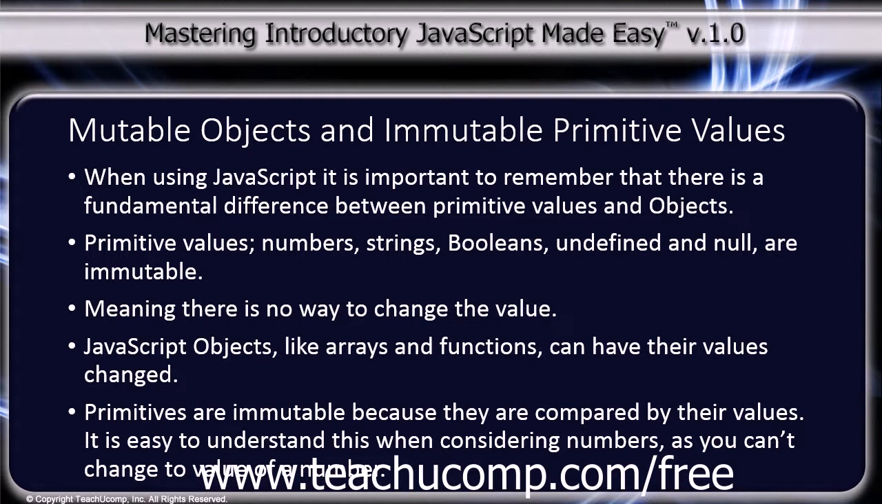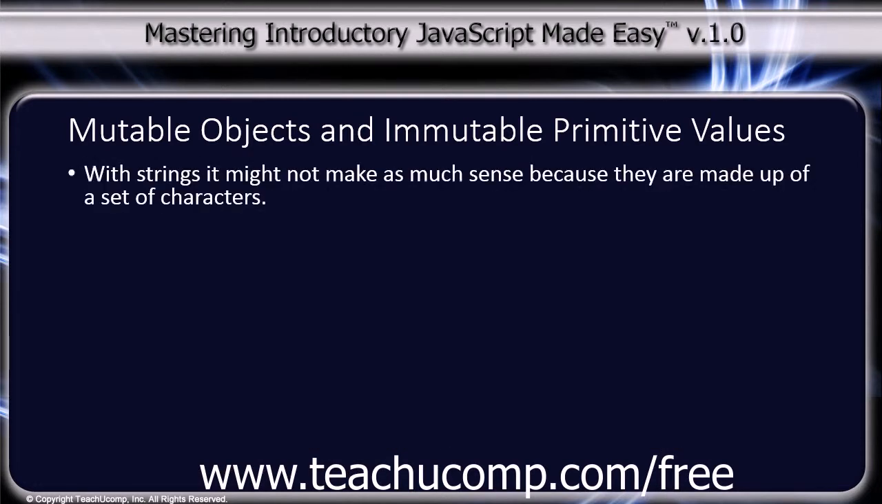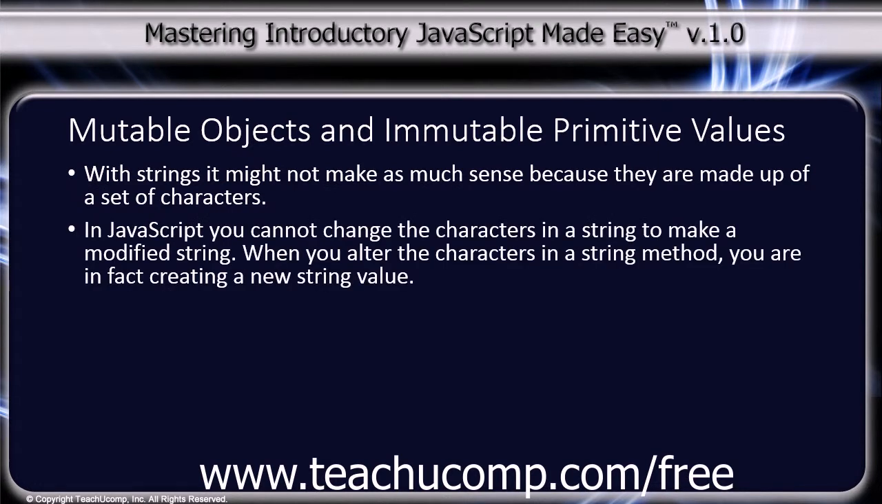Primitives are immutable because they are compared by their values. It is easy to understand this when considering numbers, as you can't change the value of a number. With strings, it might not make as much sense because they are made up of a set of characters. In JavaScript, you cannot change the characters in a string to make a modified string. When you alter the characters in a string method, you are in fact creating a new string value.